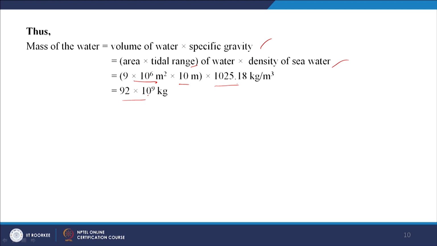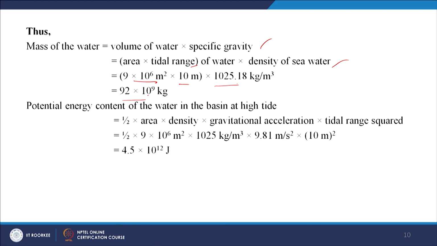So, this is the mass of the water, and then the potential energy content of the water in the basin at high tide will be half into area into density into gravitational acceleration into tidal range square. Half into area into density is equal to mass basically, and then G and H square. So, we are getting 4.5 into 10 to the power 12 joule. Now we have solved the problems, and a total of 5 problems are solved on the basis of our discussion held in the last 4 classes. So, thank you very much for your patience.